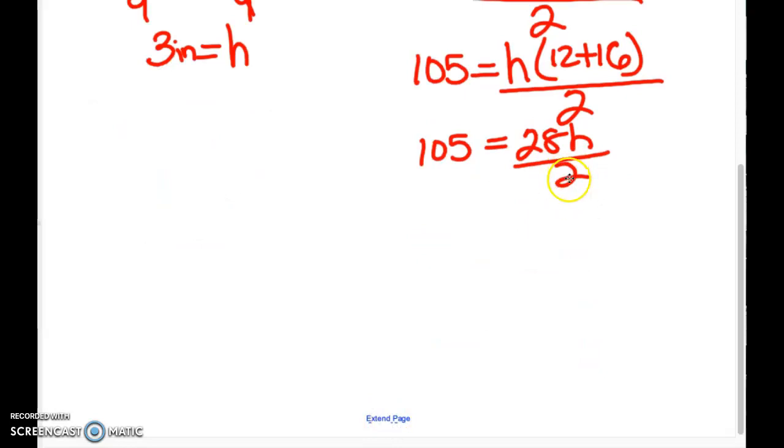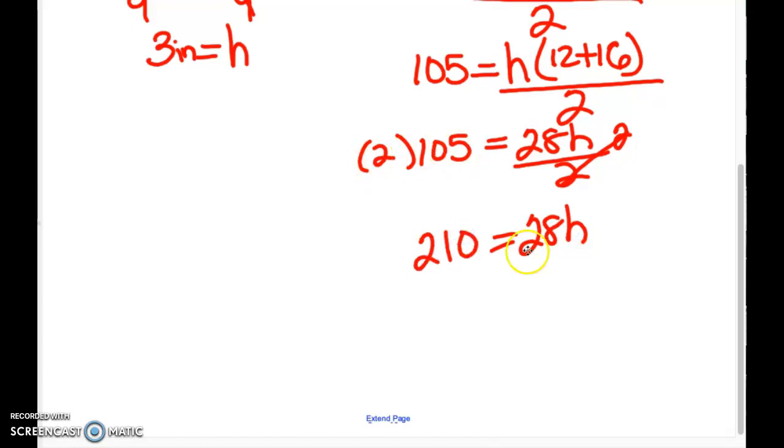We have to get rid of the 2 before we can get rid of the 28 next to it. So the opposite of dividing by 2 is to multiply by 2. Remember, those will cancel out. And 2 times 105 is 210. So now we have our one-step equation. To get the h by itself, the opposite of multiplying by 28 is to divide. And whatever we do to one side, we must do to the other. And 210 divided by 28 is 7.5. And in this case, we are dealing with centimeters.